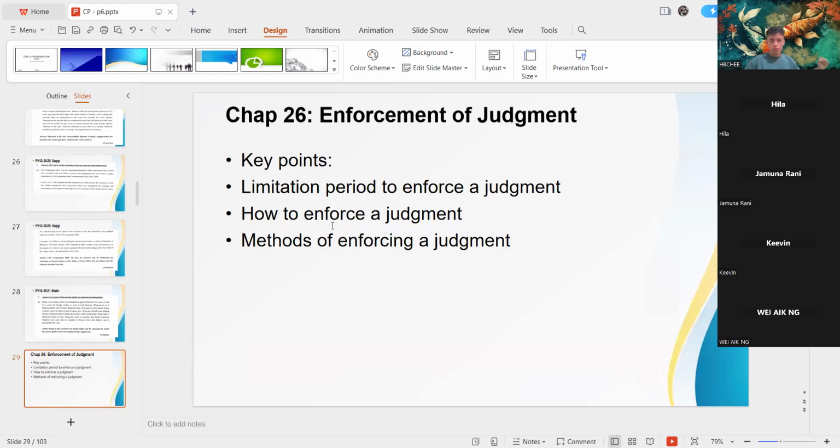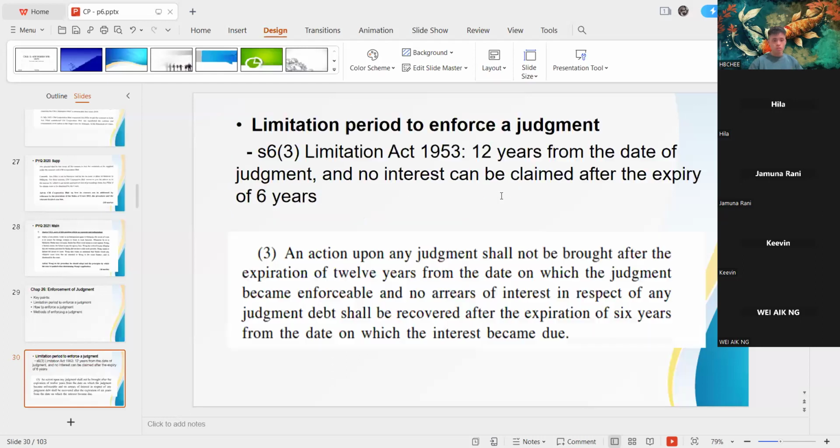The next one is enforcement of judgment. The key points are the limitation period to enforce the judgment, how to enforce, and how to challenge, or whether there is any way to object, for example because of non-compliance. So according to Section 6(3) of the Limitations Act, the limitation period to enforce a judgment is 12 years from the date of judgment.